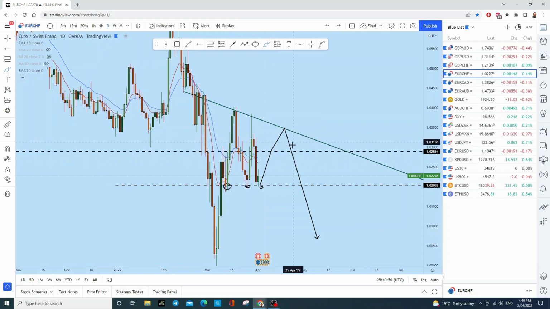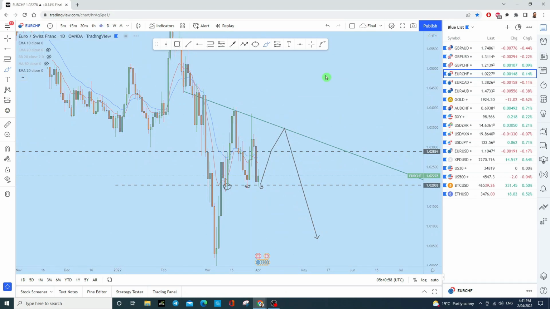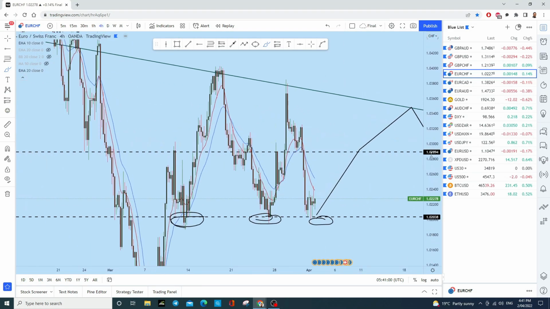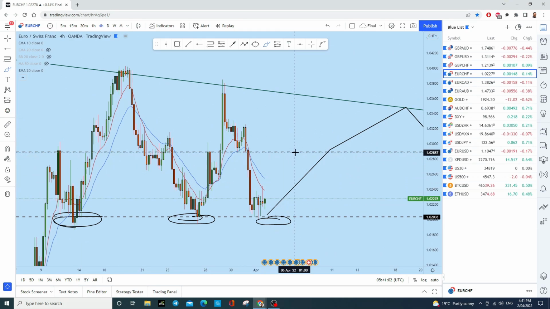So I think that EURCHF will happen here. Let's see on the 4 hour how the price action is forming. Okay, on the 4 hour we see that this level could be an important level for shorting.